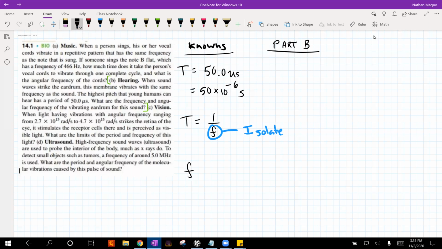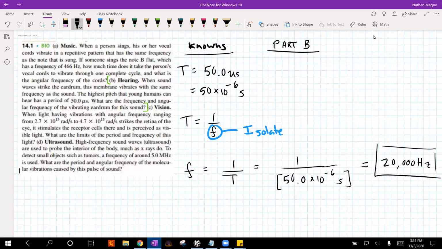So to find the frequency, simply take 1 over the period. That'd be 1 over 50 times 10 to the negative 6 seconds, and that equals 20,000 hertz. So everyone, I hope everyone learned something today. I just learned something right now. The youngest humans can hear this high of a frequency, which is interesting.